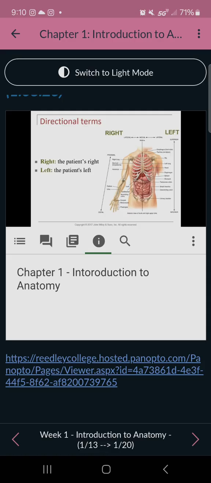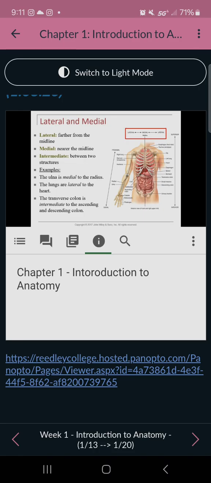Another directional term is going to be the right and the left. The only thing about right and left is, as you can see in this figure, our right is not the patient's right and our left is not the patient's left, because we are facing the anterior view of this model of the human body. So your right is going to be the model's left, and your left is going to be the model's right side.